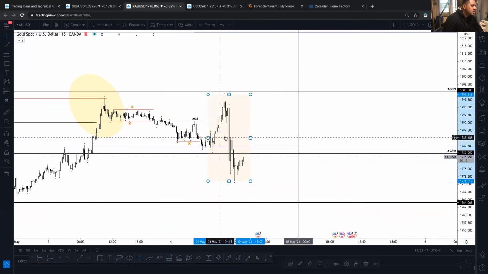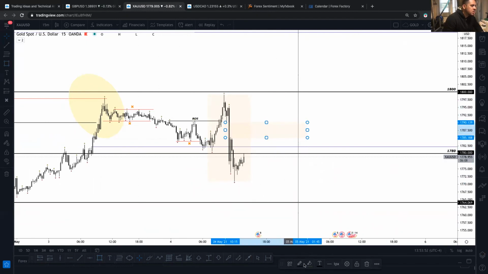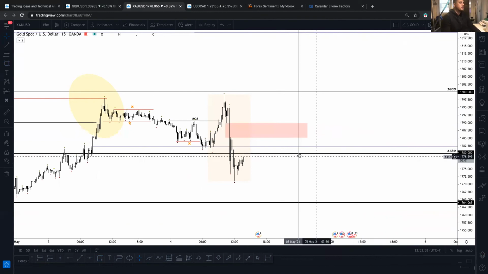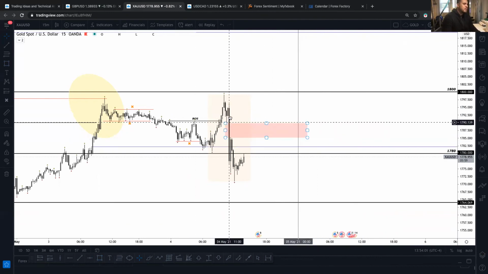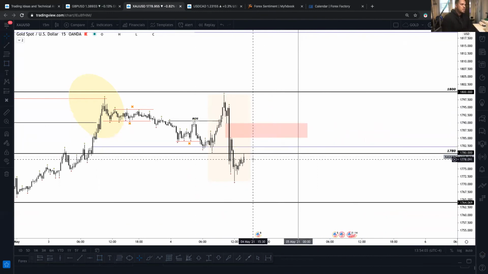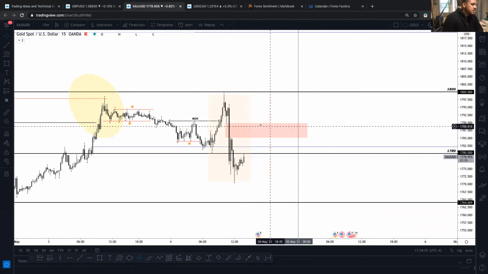Now what do we have? A huge inefficiency in price. Look at this huge. Let me change the color for you. Look at this huge inefficiency in price. This is called a fair value gap. There is volume of price that has not been filled by any sort of wick or body close. So this is where I could see price.